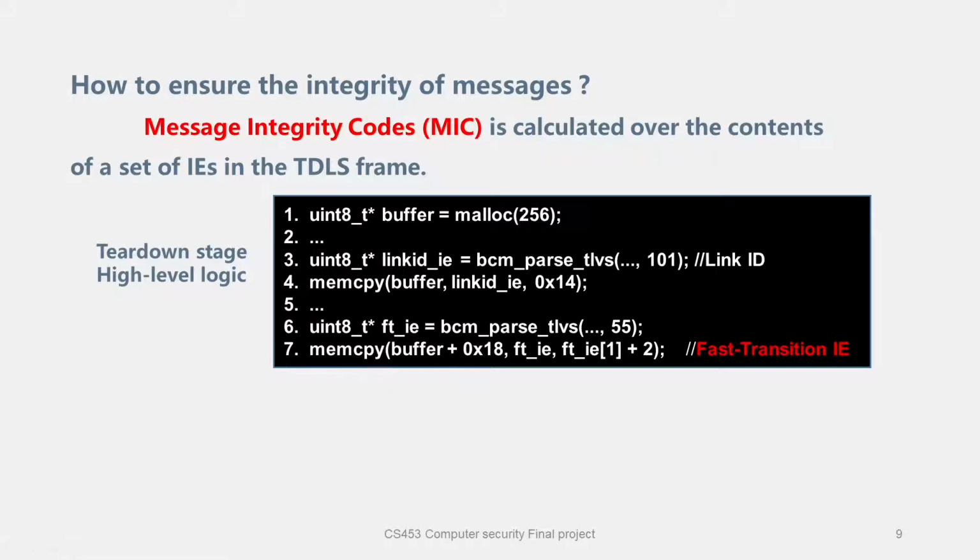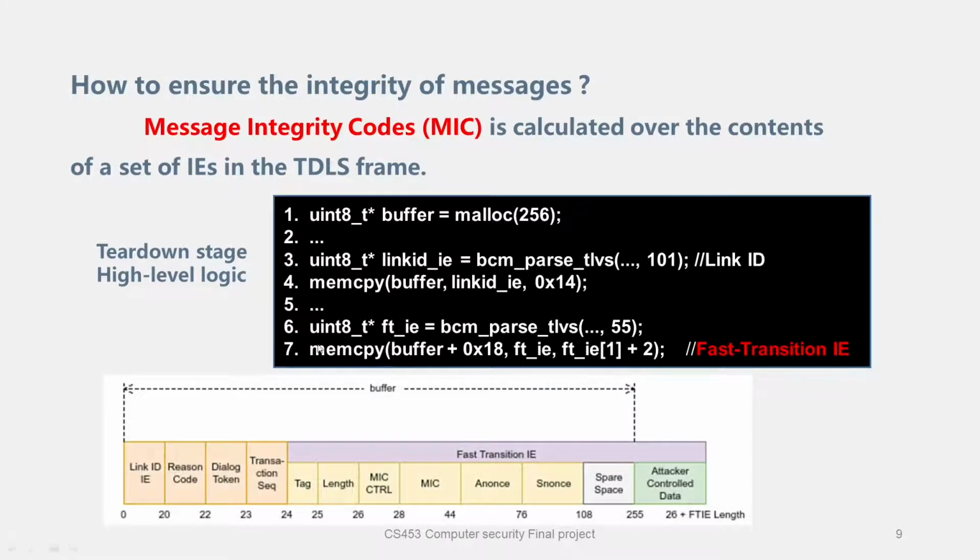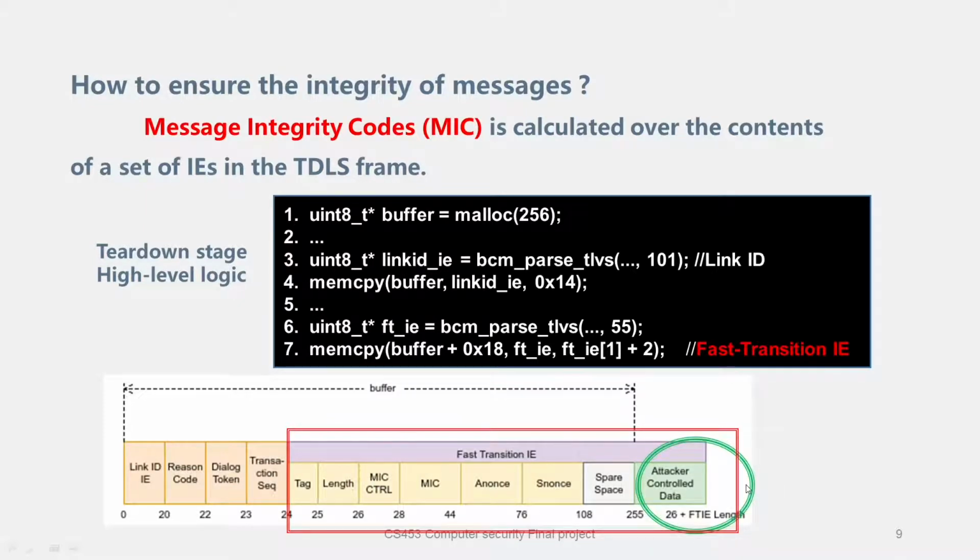Aha, this IE is called Fast Transition IE. Its length field is not checked for whether it exceeds the buffer. What a straightforward overflow! See the green field of attacker-controlled data. We can overwrite at most 25 bytes beyond the range of the buffer without verification.